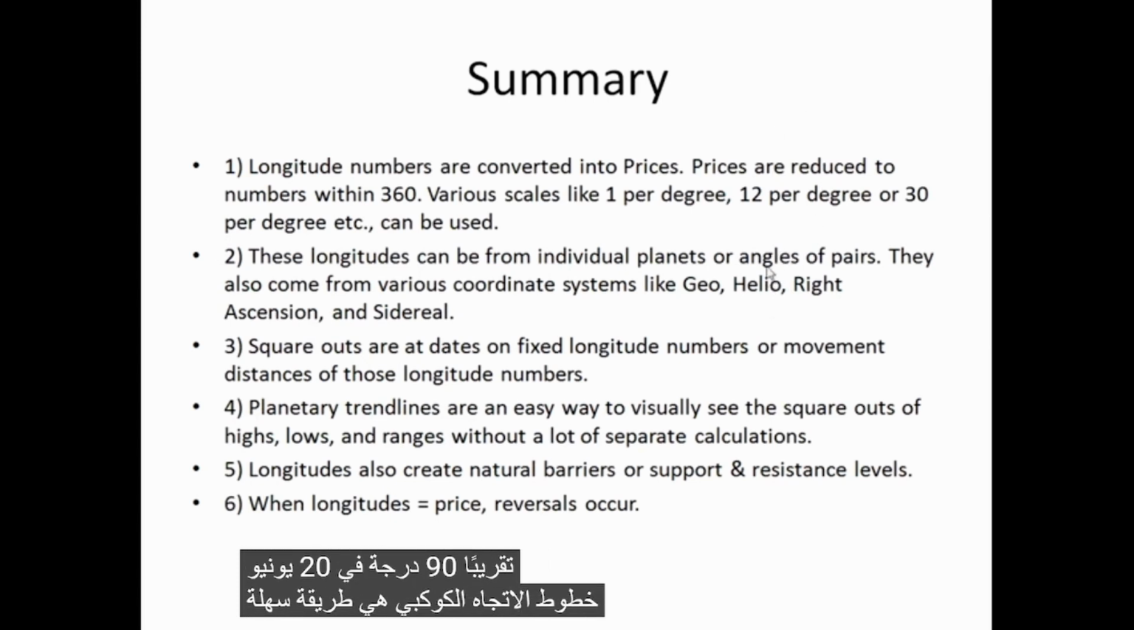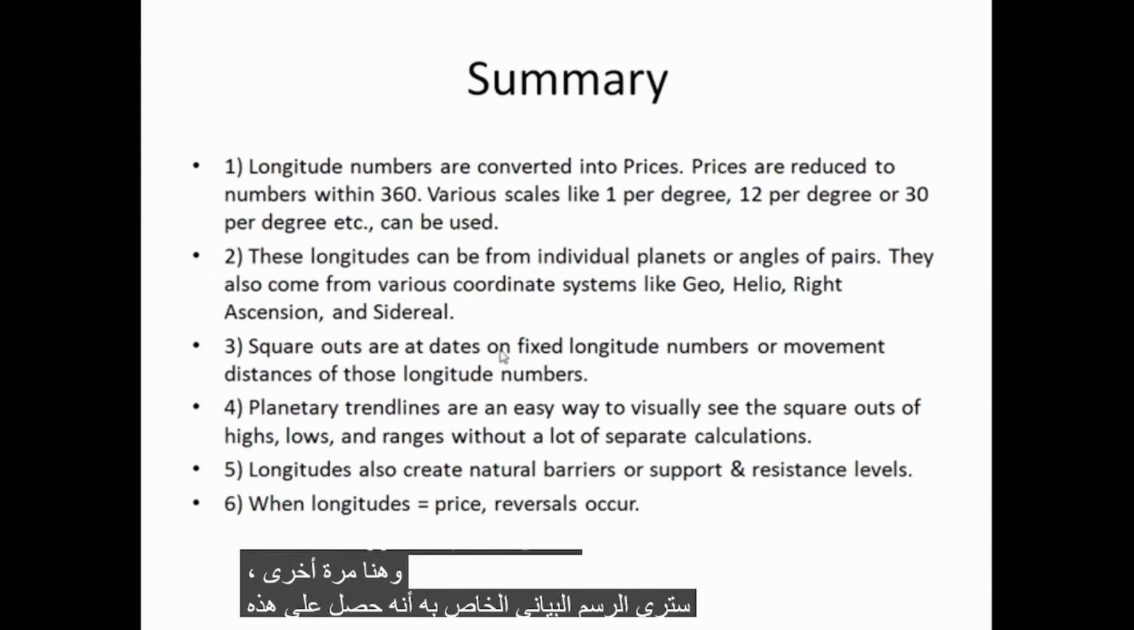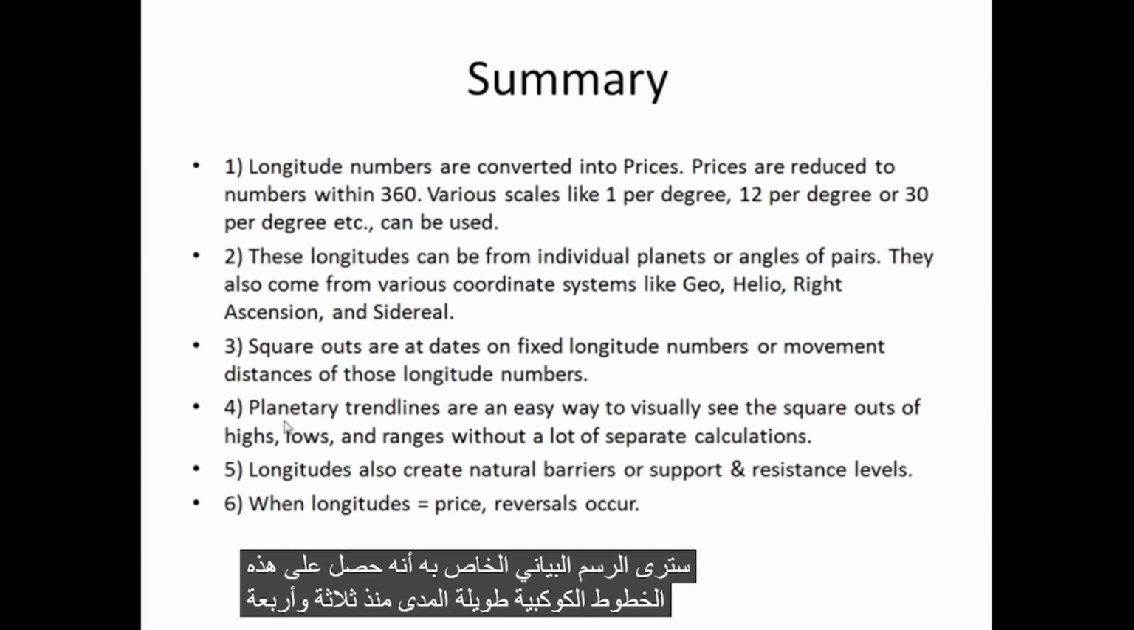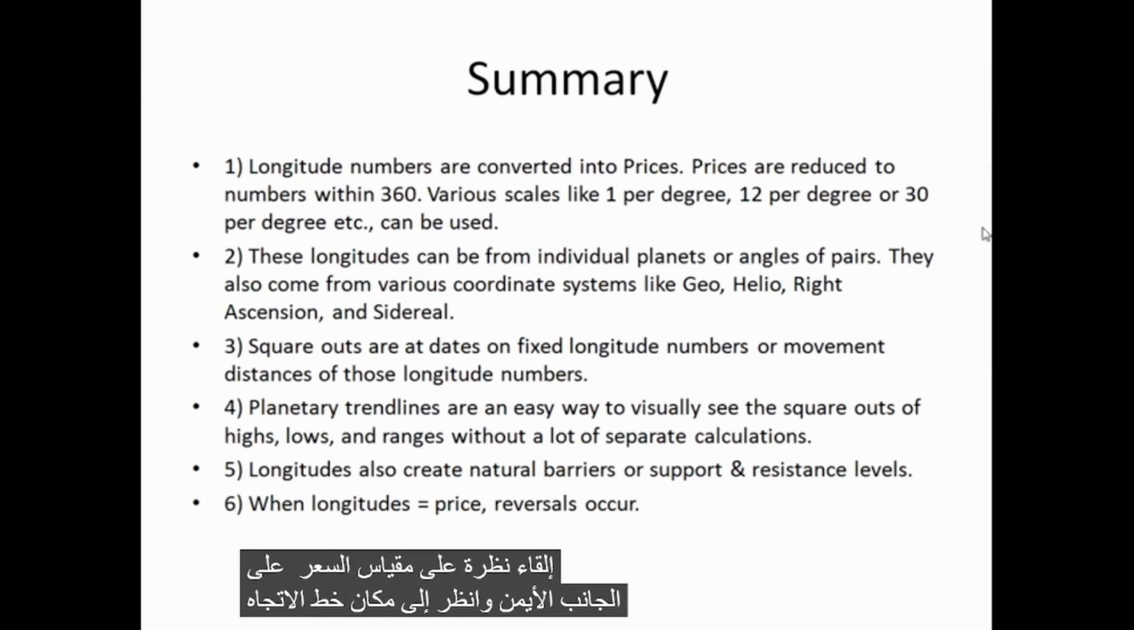Planetary trend lines are an easy way to visualize the square outs. You start at a low, you draw a planetary trend line going up, and when that trend line intersects the high, you've squared the range. So those are very simple. That's why, again, on all his charts, you'll see he's got these long-term planetary lines that go 3, 4, 5, 6 years, and all he has to do is look at the price scale on the right side and see where the trend line is, and he knows that's the number of degrees the planet has moved up from 0. So he can very quickly see that number of degrees and see if it's related to any prices.